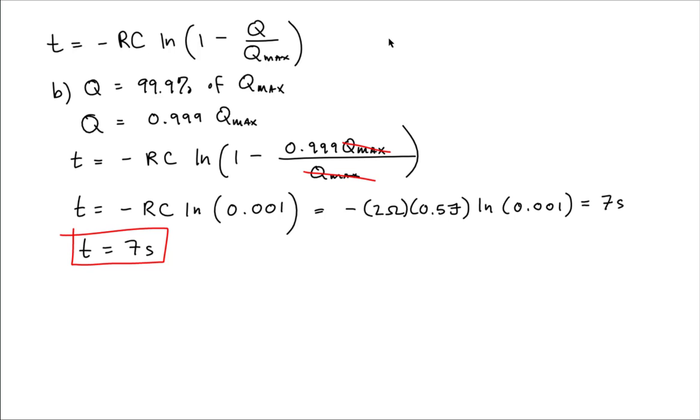And that's an interesting result, because it takes only 1 second to reach 2/3 of the capacitor's maximum capacity for charge, while it takes an additional 6 seconds to go from 2/3 of the maximum charge to almost full capacity. That last 1/3 of charge to reach full capacity takes 6 times longer to reach than the first 2/3 of charge. This is a great illustration of the exponential nature of accumulating charge on the plates of a capacitor.